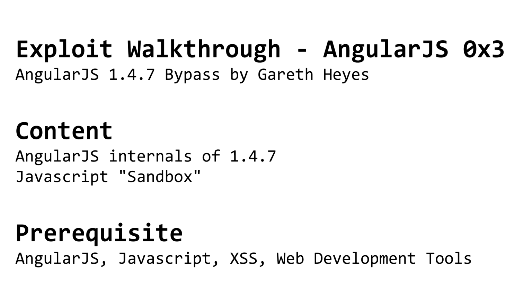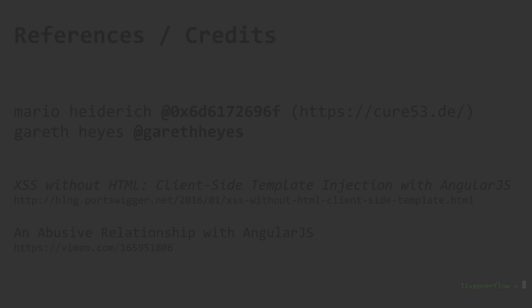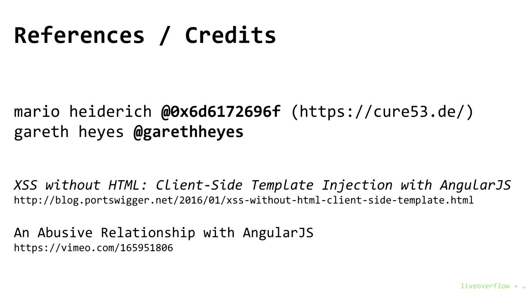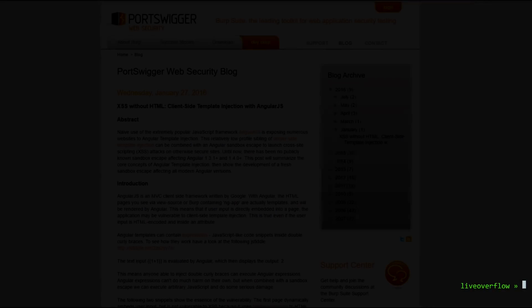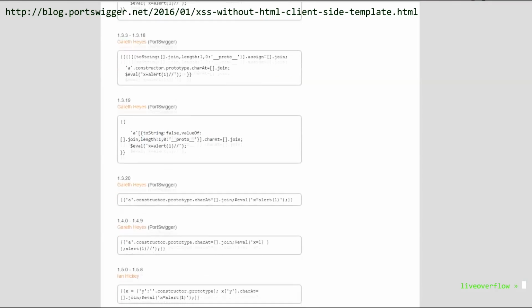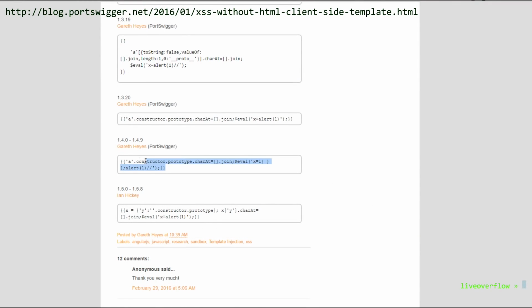In the last video, we used the very simple Sandbox Bypass from version 1.0.8 and checked why it doesn't work anymore for 1.4.7. After that, we started to look at the Sandbox Bypass from Gareth Heyes for this new version. In this video, we will continue where we left off last time and debug the AngularJS code, evaluating the evil expression that will lead to an alert.